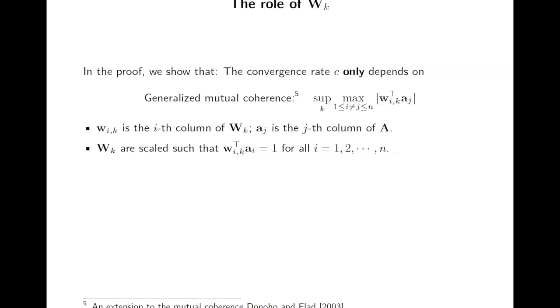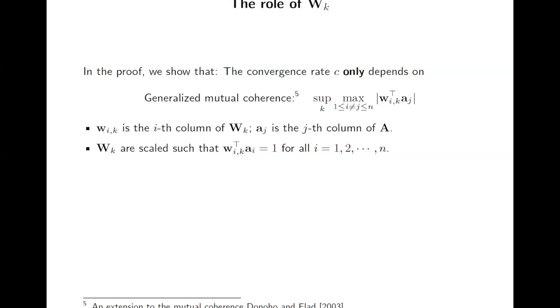In the theorem, we actually show that the convergence rate only depends on this quantity. It's called generalized mutual coherence. It is an extension of the standard mutual coherence. This is a very fundamental concept in compressive sensing theory. So let's look at this quantity.